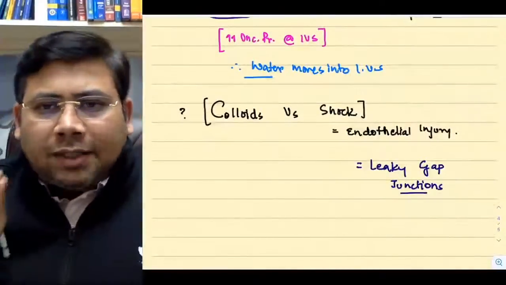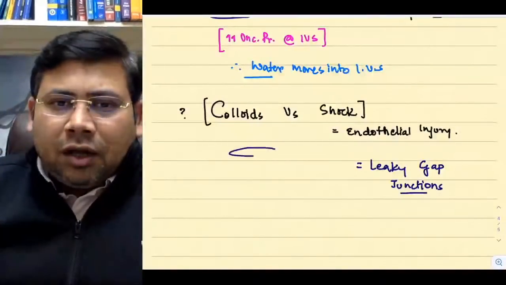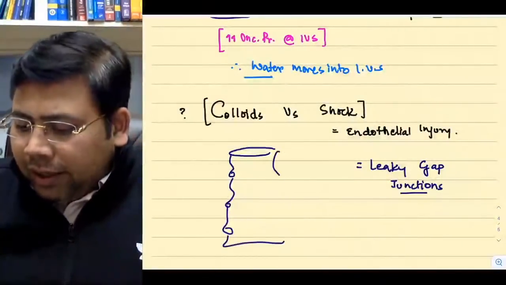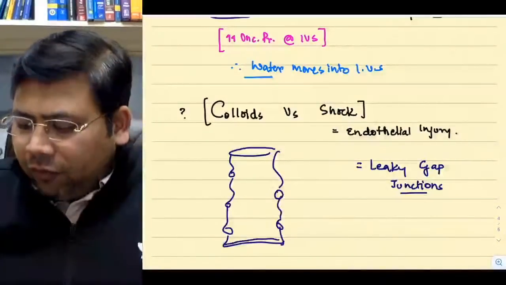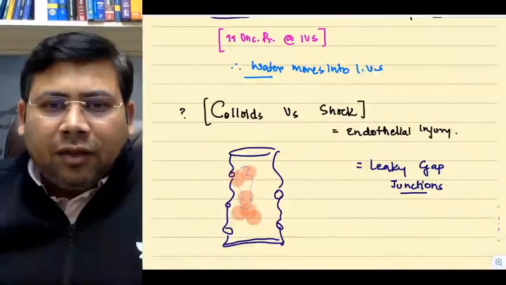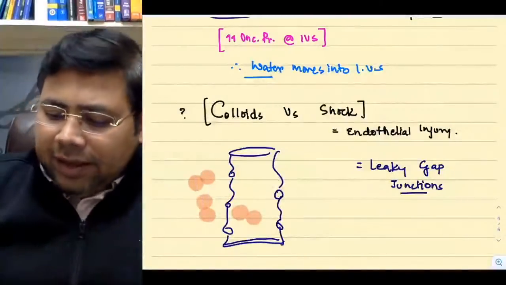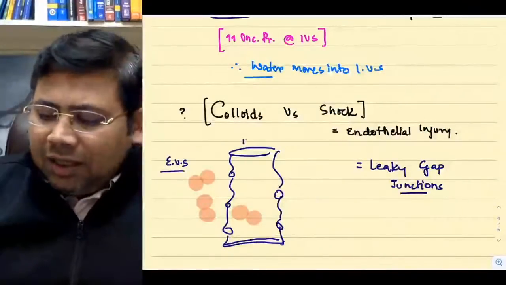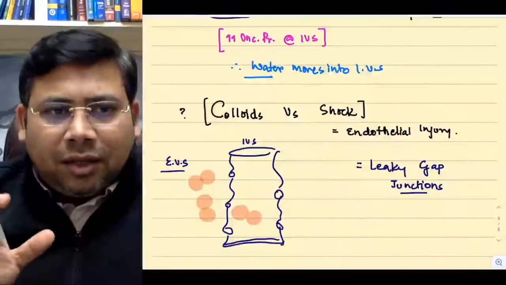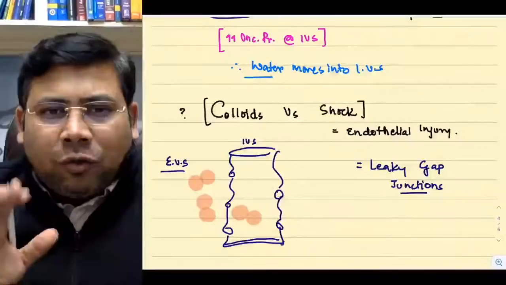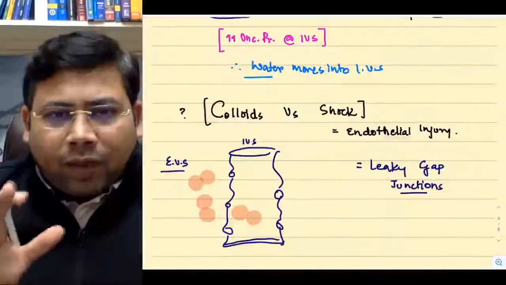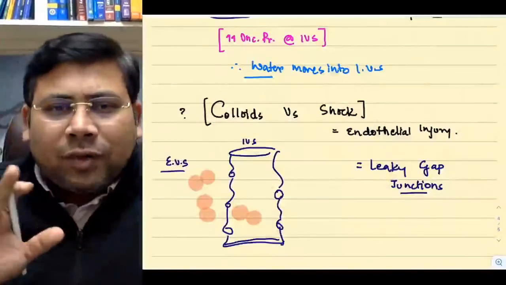Try to understand, colloids are associated with a problem in case of the acute phase of shock. The problem is that the gap junctions are open, and therefore the molecules that you give might escape into the extravascular space. But the problem is not just escaping into the extravascular space. The problem is they are synthetic molecules, and they don't interact with the cells. So the intracellular volume is not replenished.